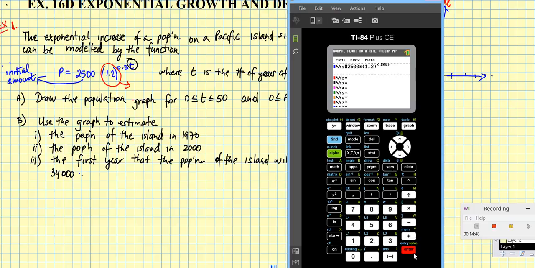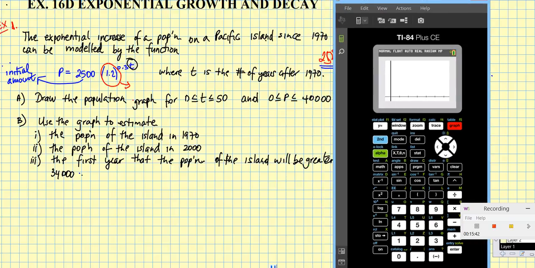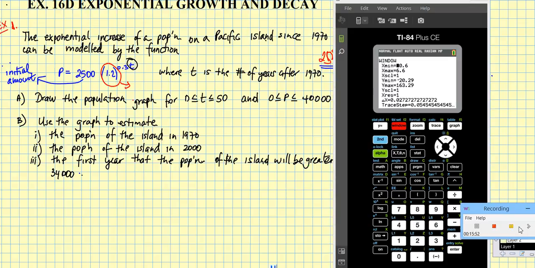Now I'm just going to go to graph right now, but I'm going to show you that it's not going to work. You're not going to be able to see anything here, and the reason is because we don't have the right window. Because they have told us what to use for the window, I'm going to go to the window button now, and I'm going to change my window.